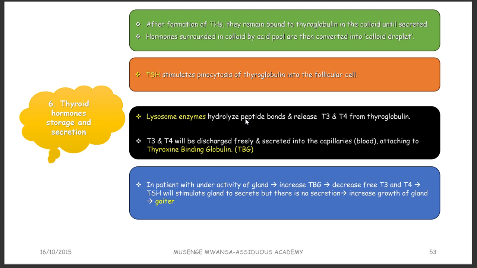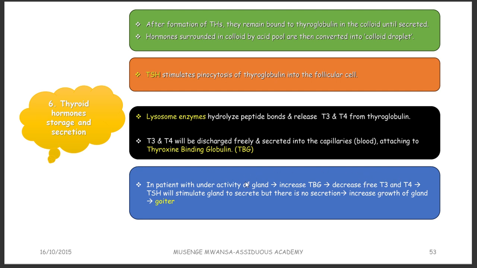Lysosomal enzymes will be able to hydrolyze peptide bonds and then release the T3 and T4 from the thyroglobulin. T3 and T4 will be discharged freely and secreted into the capillaries, attaching to thyroxine binding globulin, TBG. In patients with underactivity of the gland, with an increase in thyroxine binding globulin, there's going to be a decrease in free T3 and T4.